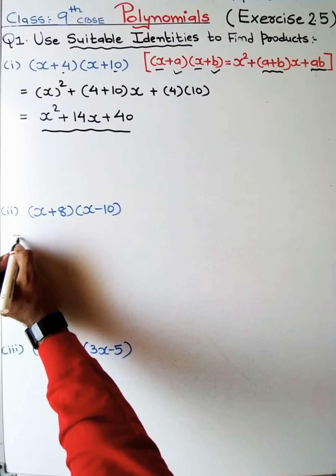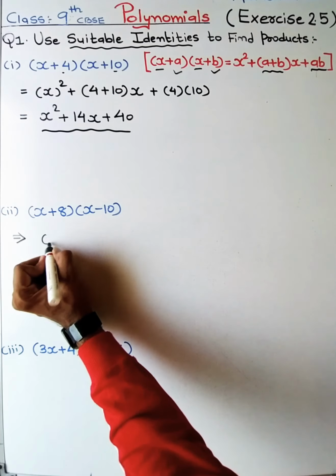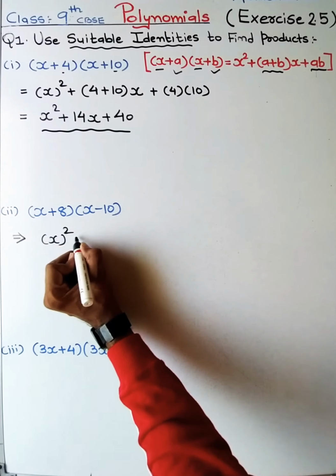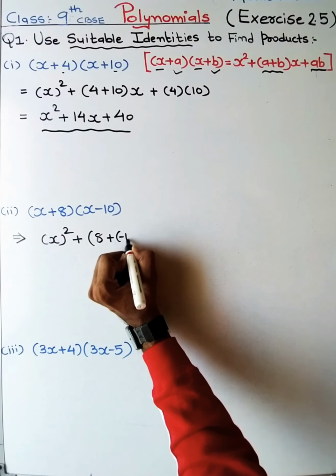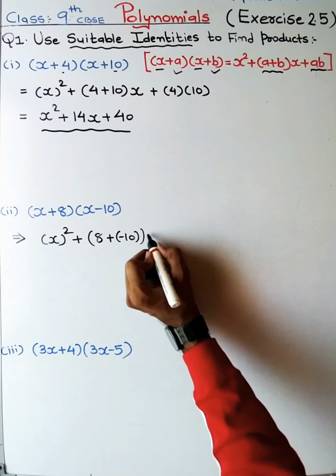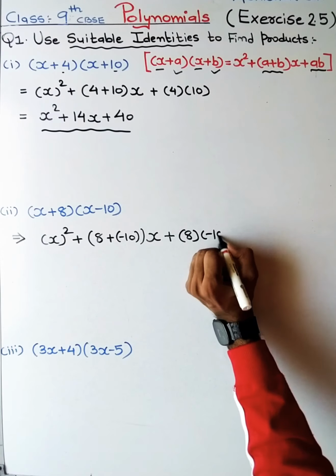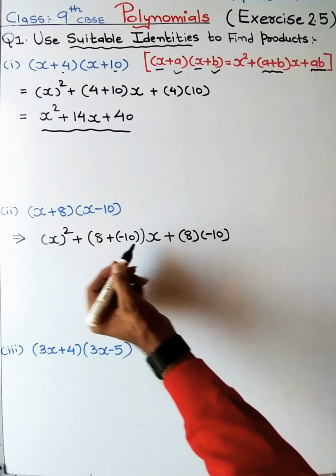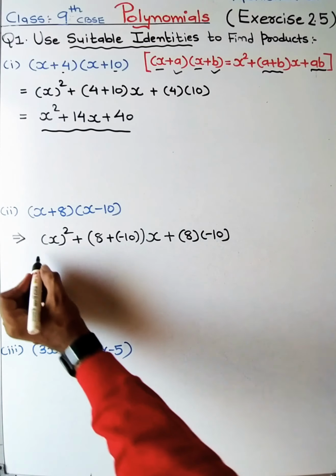Question number 2, based on the same identity. So again the first term is x, plus 8, plus minus 10. This you take care while doing the simplification. Okay, wherever there is a second term and minus, I have put the bracket.